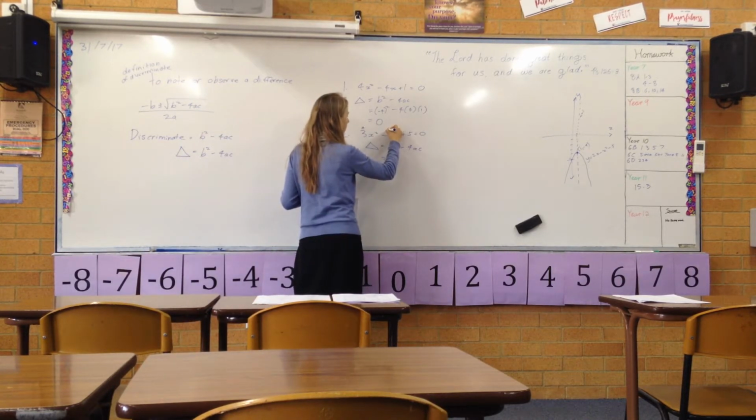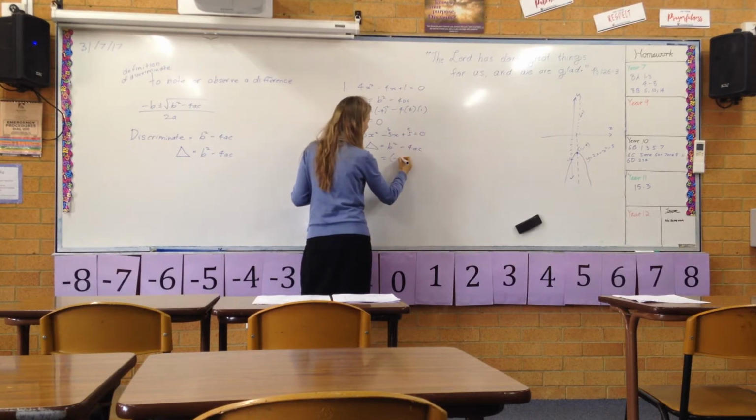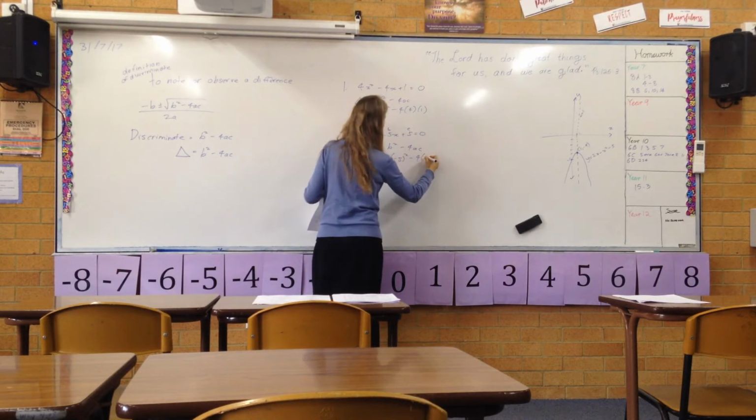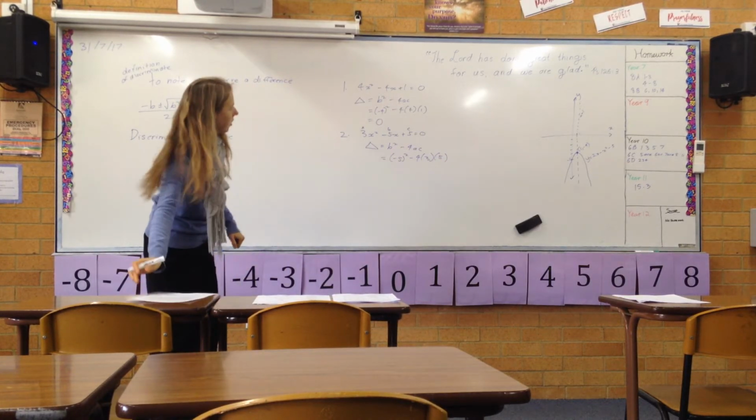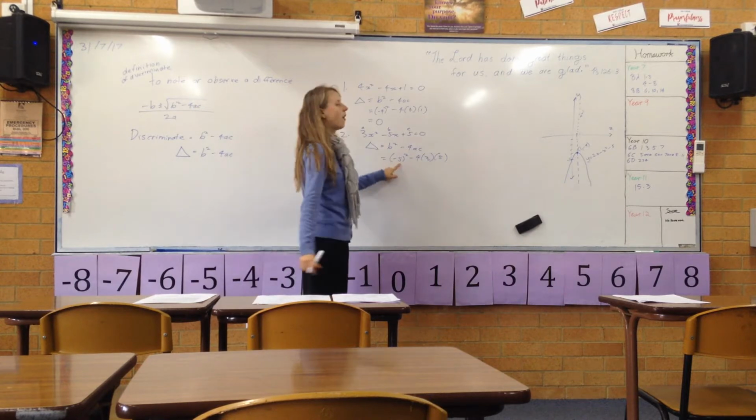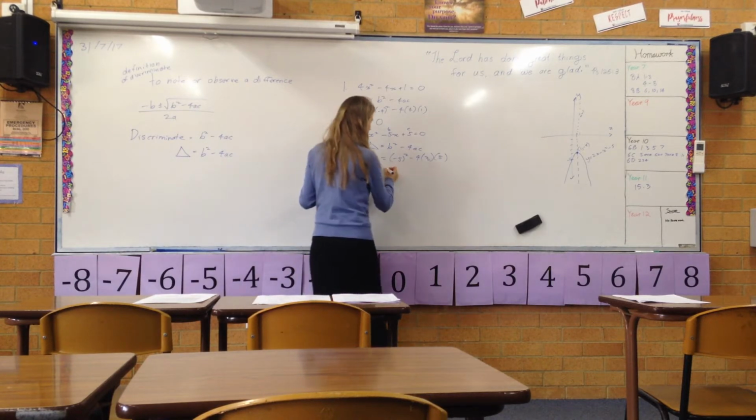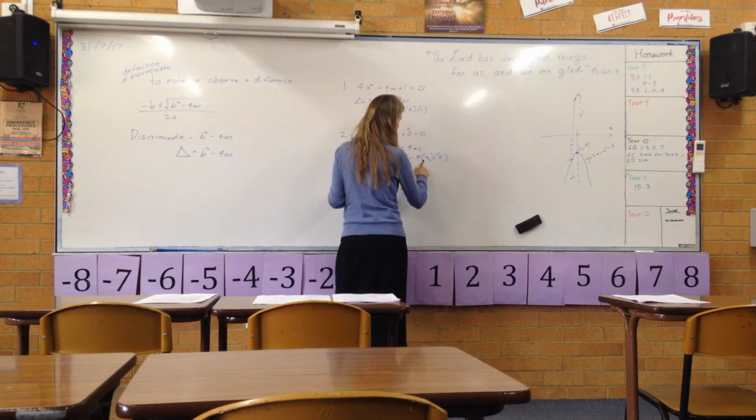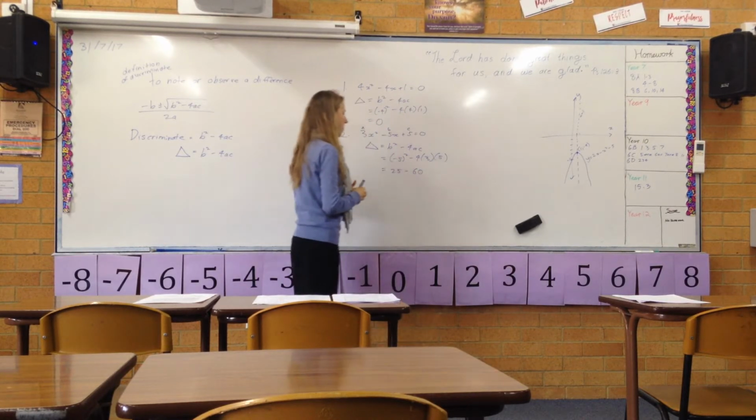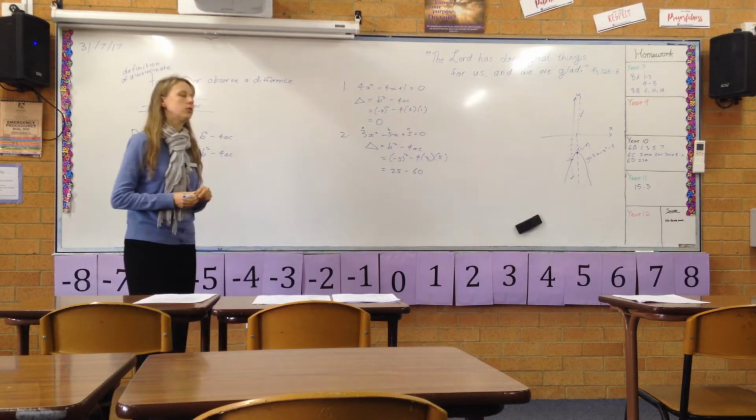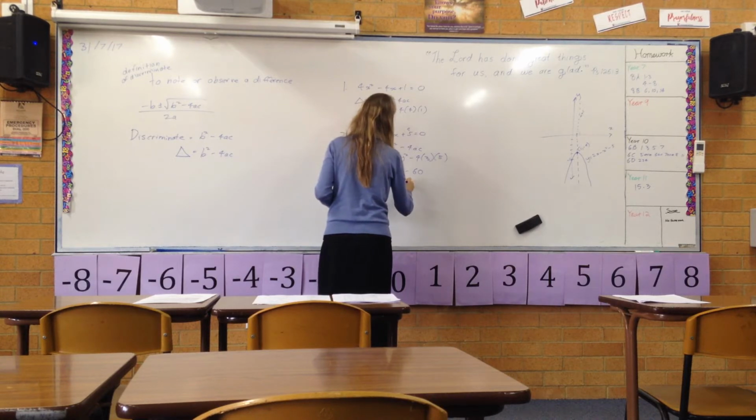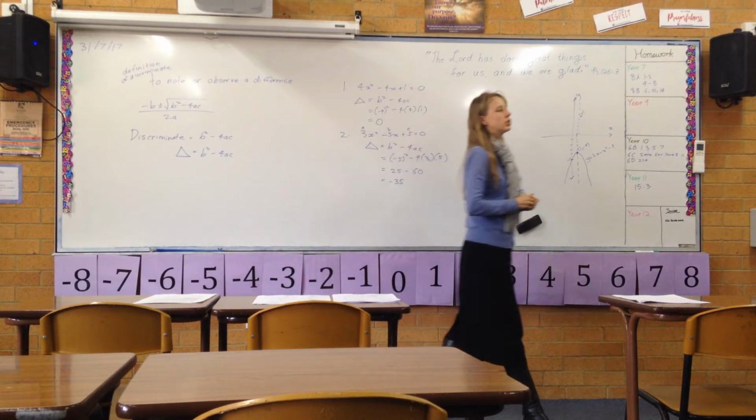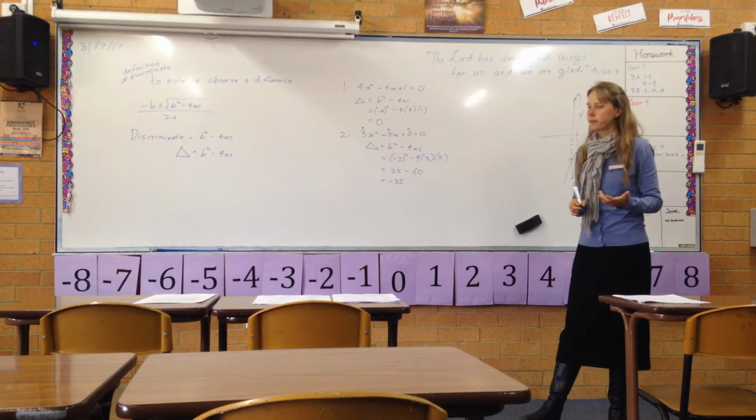Well, this is a, b, c minus 5. So minus 5 squared minus 4 times 3 times 5. So minus 5 squared, that's 25, minus 12 times 5, that's minus 60. Okay, what's 25 minus 60? We've got minus 35. So this time my discriminant is negative.